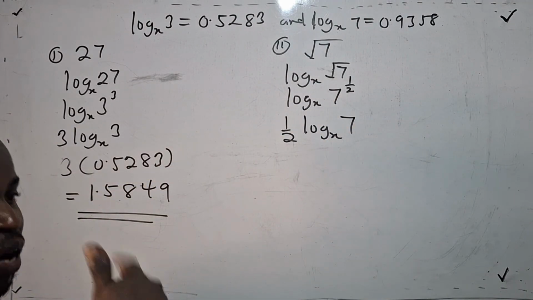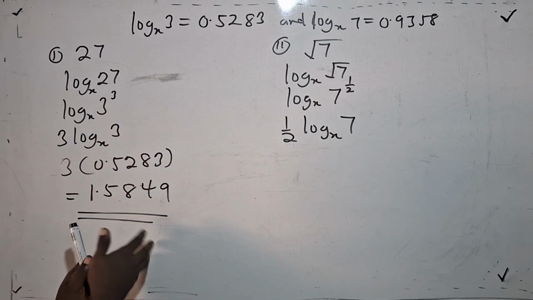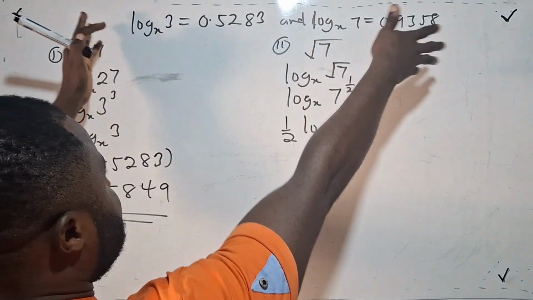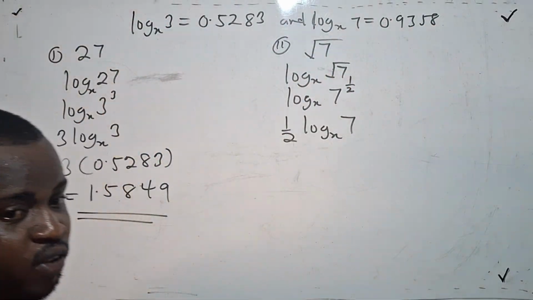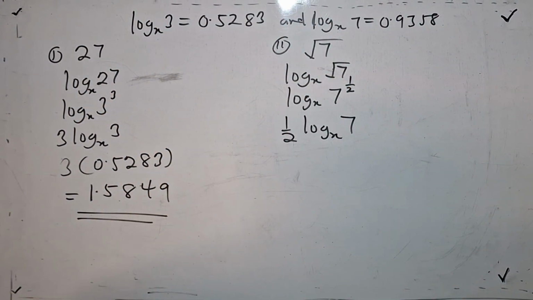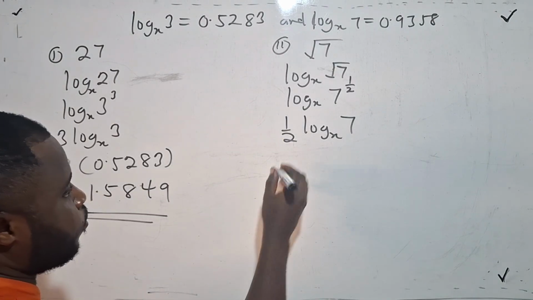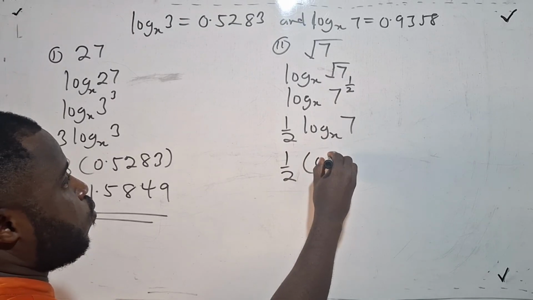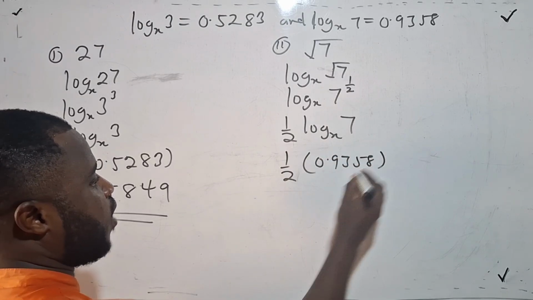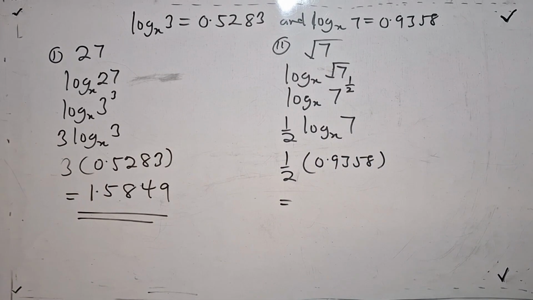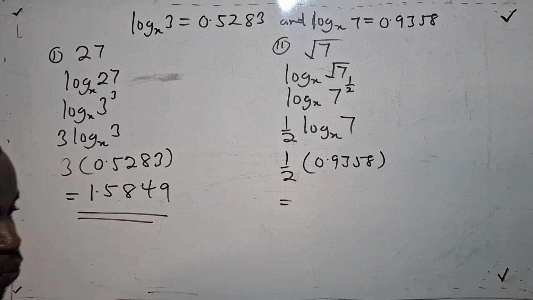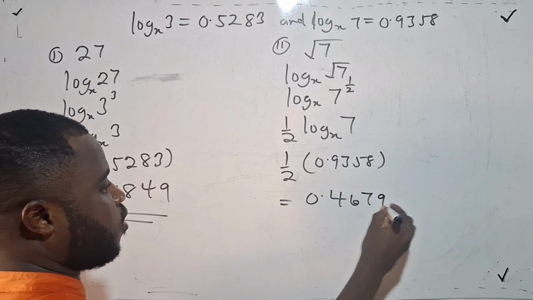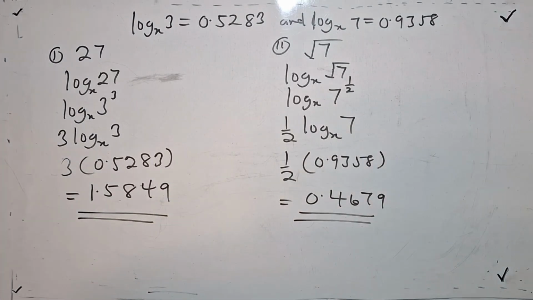So you see, we have gotten something like 7. You know you are wrong if what you are solving, you've not been able to express in terms of the substituted values or the simplified values they have given you. If you're able to get it, then you know that you are on course. So this means they are multiplying. So I have half times 0.9358. With the help of our calculator, we are going to get 0.4679 for this value.